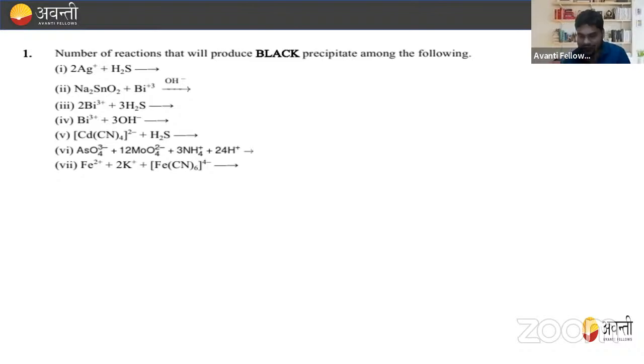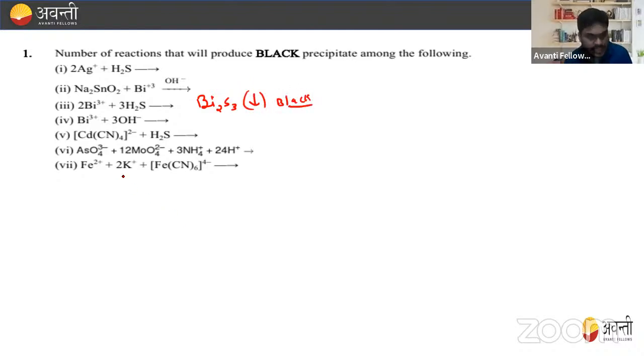No? Okay, let me. We know that when Bi3 is treated with 3OH, right? When Bi3 is treated with H2S, this will form a black product, right? So always remember this will form Bi2S3, which is black in nature, right? So this will be black in nature.